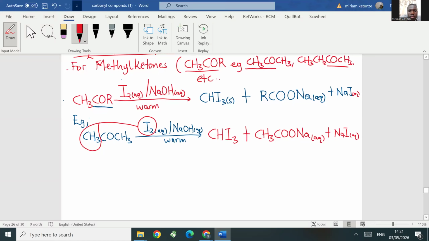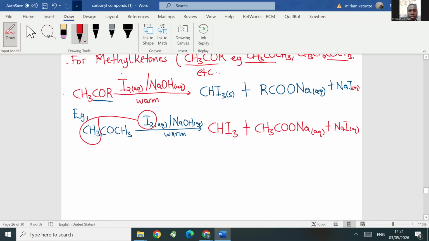Okay. Another example is butanol. Butanol with iodine. In some books now you find them writing this.